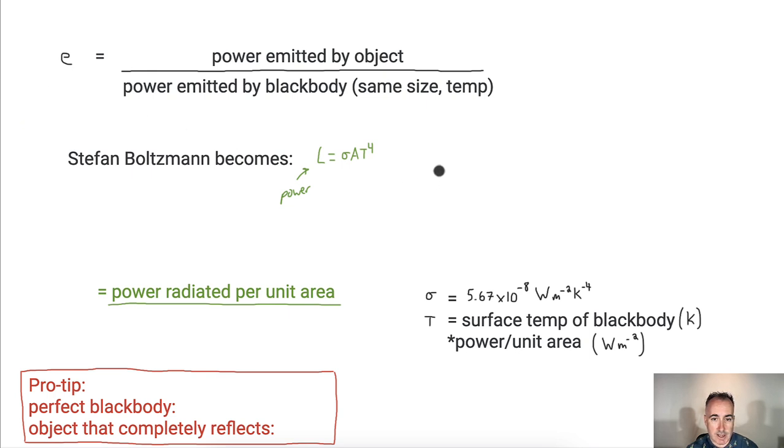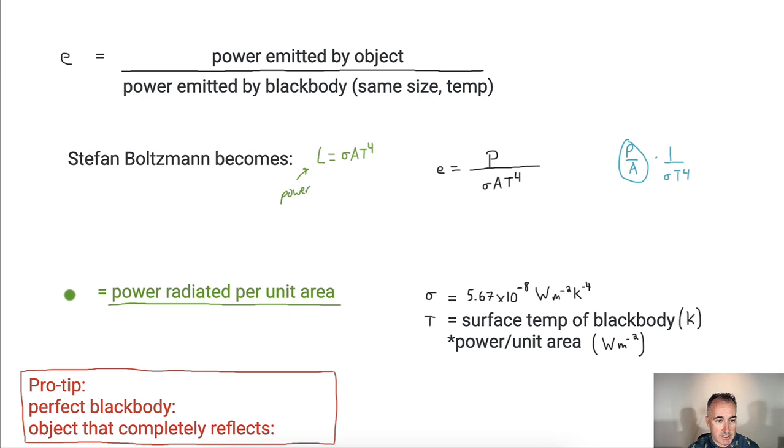So let me go ahead and do that. Emissivity is just the power emitted by the object, I'll call it P for power, divided by the power emitted by a black body. Well, the black body equation is sigma A T to the fourth. So I'll write it like this: sigma times A times T to the fourth. If we look at this carefully, we can consider the power per area as one thing, and that's sigma T to the fourth. This is how we're going to define it.